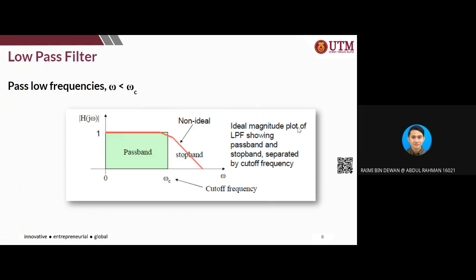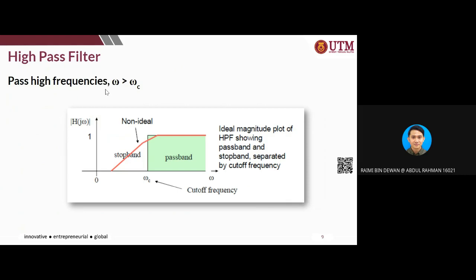Ideal magnitude plot of low pass filter showing pass band and stop band separated by cutoff frequency. In contrast, high-pass filters allow frequency above the cutoff frequency to pass through and block the lower frequency region. So this is your ideal high-pass filter, which we don't have in real life. What we have is actually the practical high-pass filters, which can also be said as non-ideal high-pass filters.